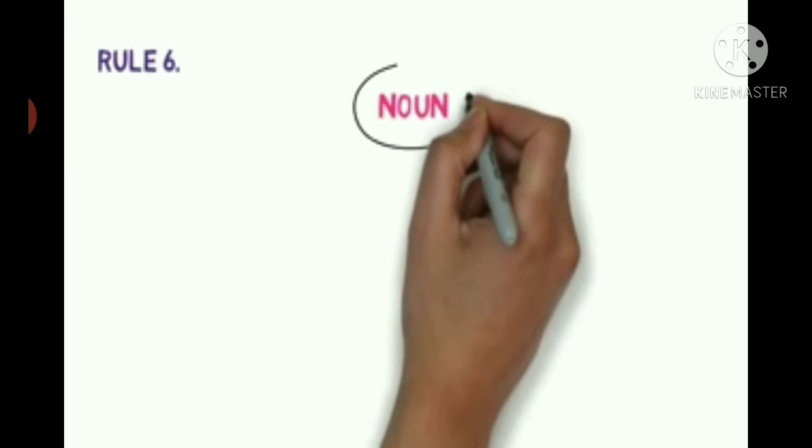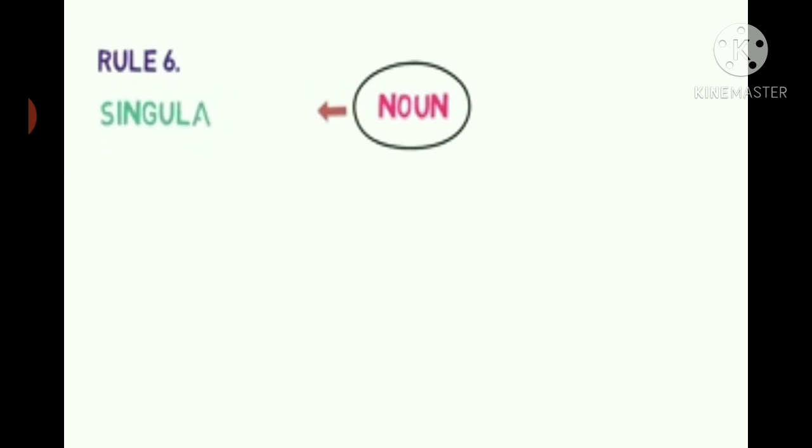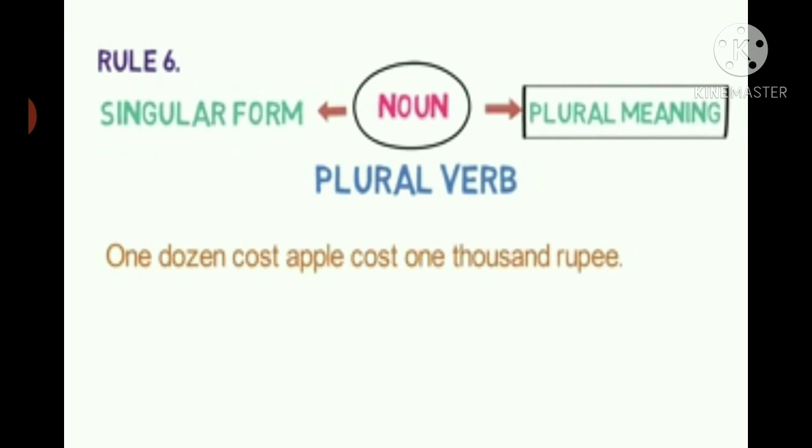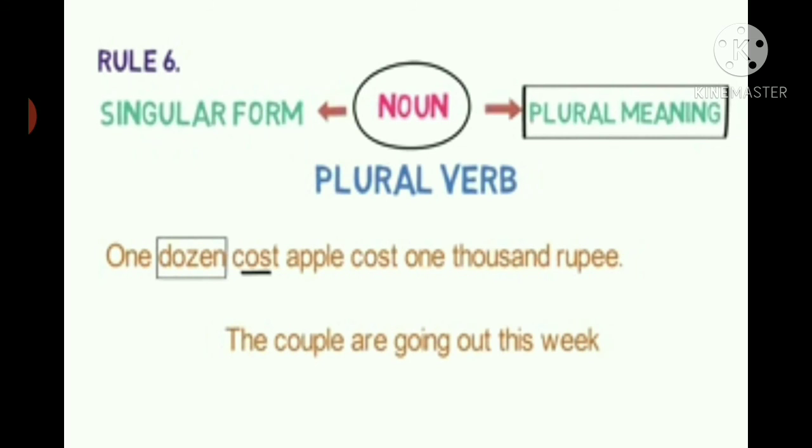Next, sixth rule. Now subjects are singular in form but represent a plural noun. Singular form but its meaning plural. So in that case, we are going to use plural verb. See the example, 1 dozen apples cost 1000 rupees. Now over here, the verb is cost. Now cost is the main verb according to the formula of simple present.